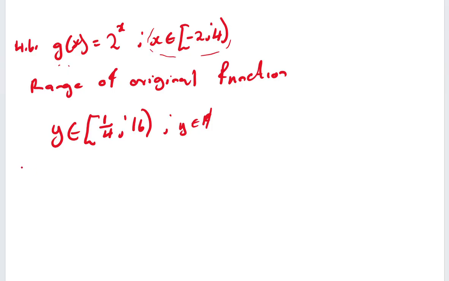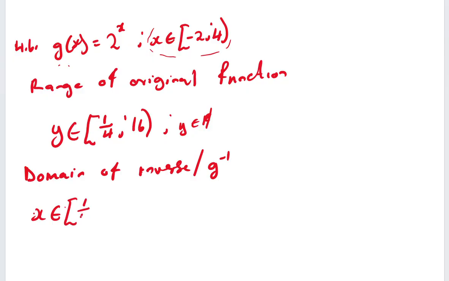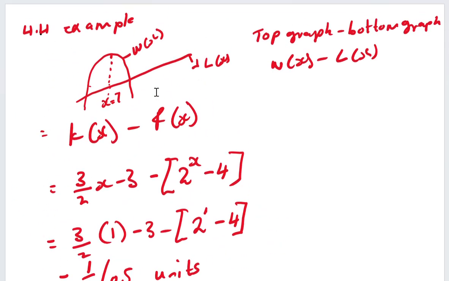So now the domain of the inverse. If you don't want to write the inverse, you write g of x like this, 2 to the power negative y, and this is the inverse of g. You just come here and copy the range, but where there is y, you put x. X is an element of 1 all over 4, 16, where x is an element of the real numbers. This is our domain of the inverse. Do you get me? I hope you understood.